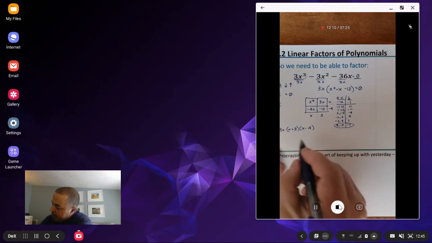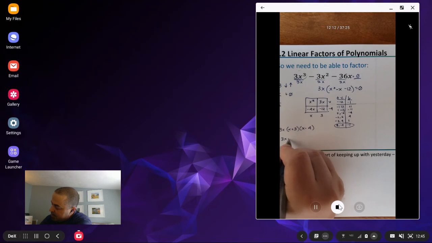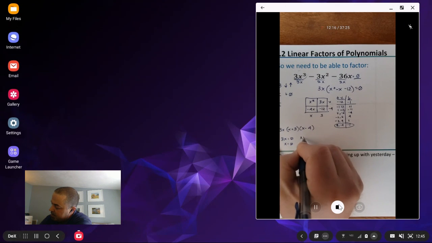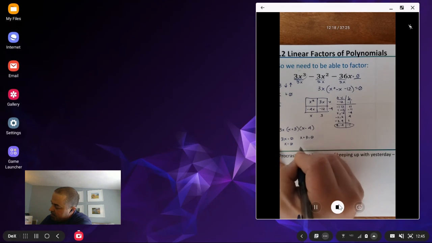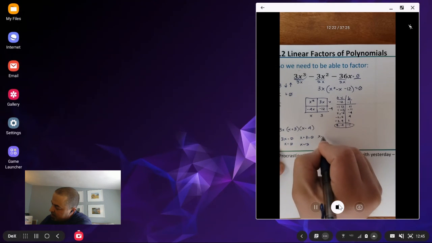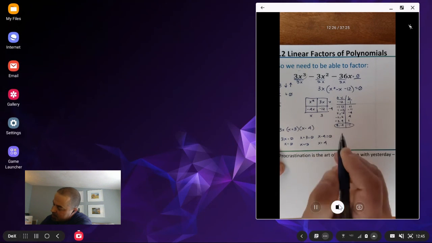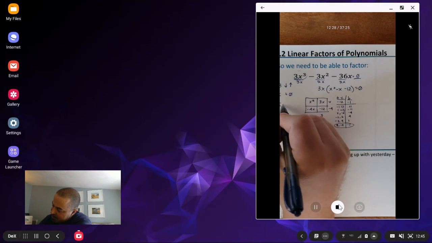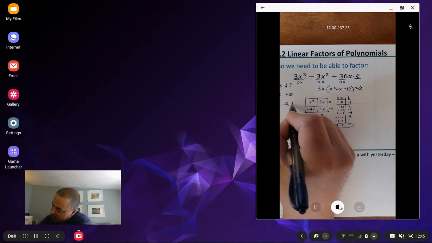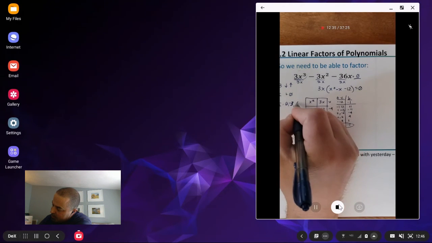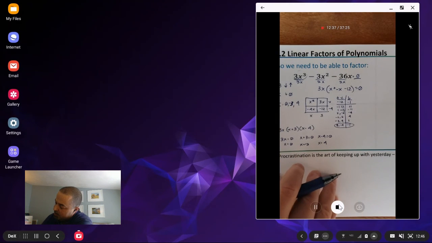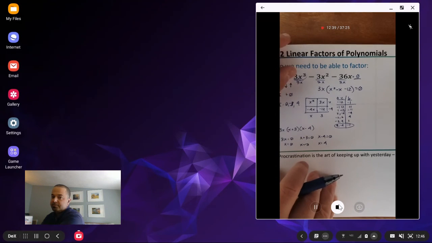All right. Set each of those equal to 0. 3x is equal to 0. That's just x equals 0. X plus 3 equals 0. That'll be x equals negative 3. And x minus 4 equals 0. X equals 4. So I have x-intercepts of 0, negative 3, and 4. All right. So I jump over to my graph.